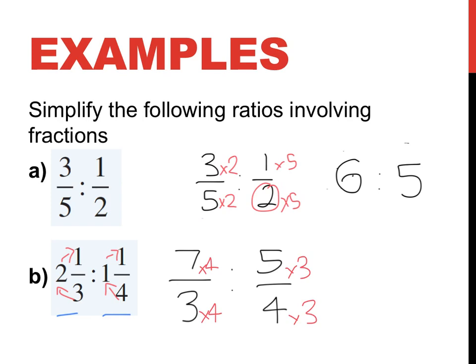So 3 times 4 is 12. 7 times 4 is 28. 5 times 3 is 15. And a little reminder, we don't write it as a fraction. We simply write 28 is to 15. And that's it, guys. That's simplifying ratios.